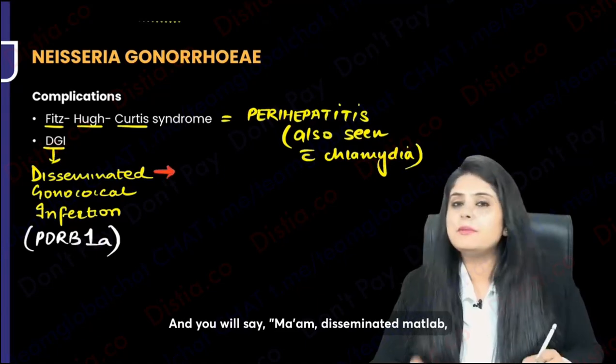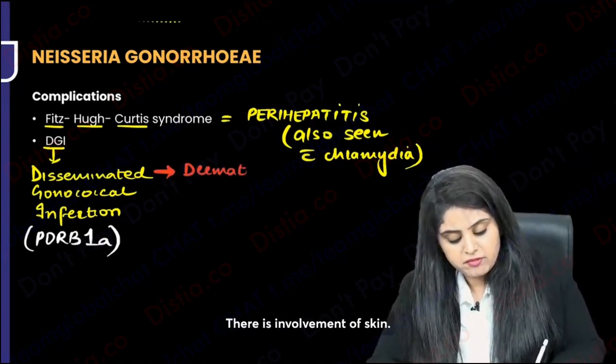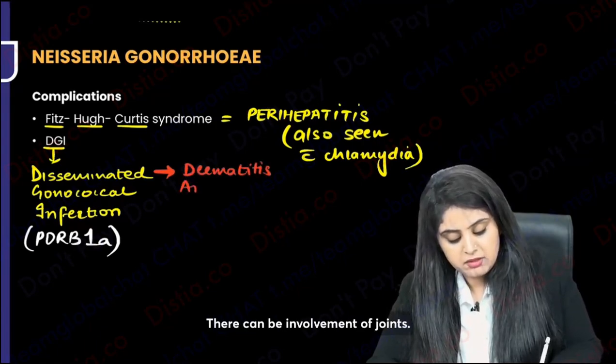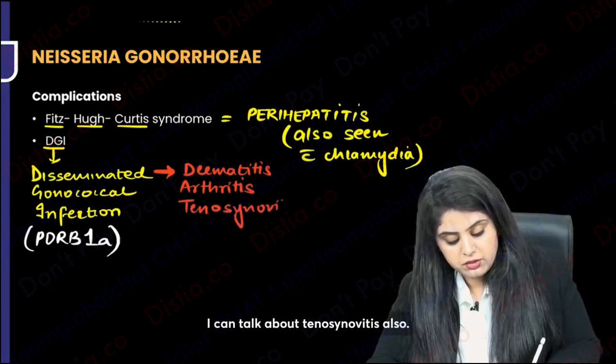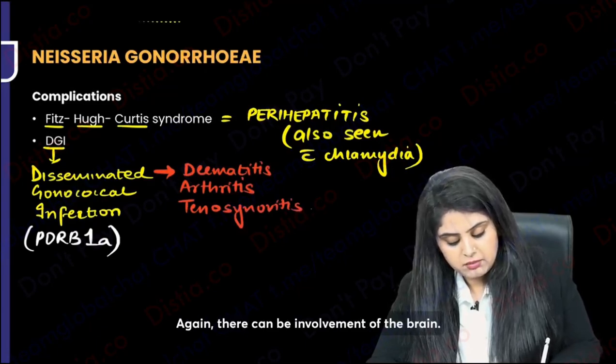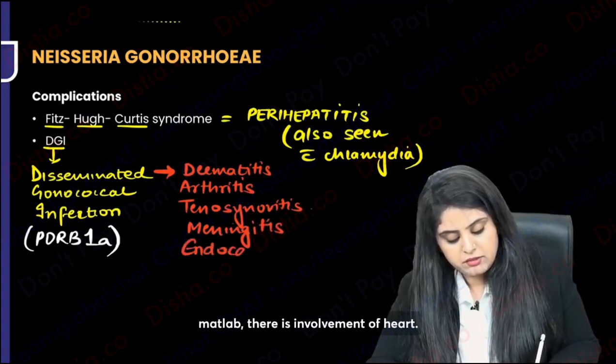And you will say, ma'am, disseminated means what all organs of the body are affected? There is involvement of skin. There can be involvement of joints. When I'm talking about joints, I can talk about tenosynovitis also. Again, there can be involvement of the brain, so meningitis, and endocarditis, meaning there is involvement of the heart.